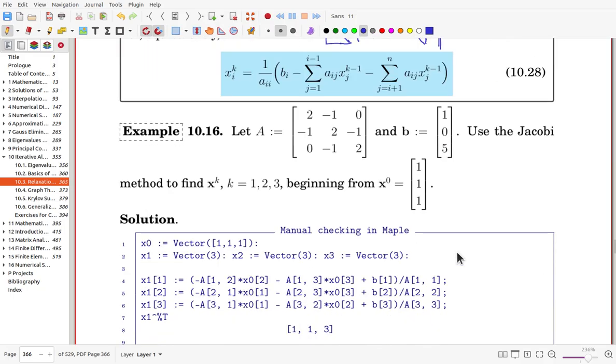Let's see the example. We have a matrix with 2, 2, 2 along the diagonal, and -1 just below the diagonal, and in the upper portion also -1, and the right side is 1, 0, 5. And we start with x0 = (1, 1, 1) as initialization, and we try to run a few iterations in detail.